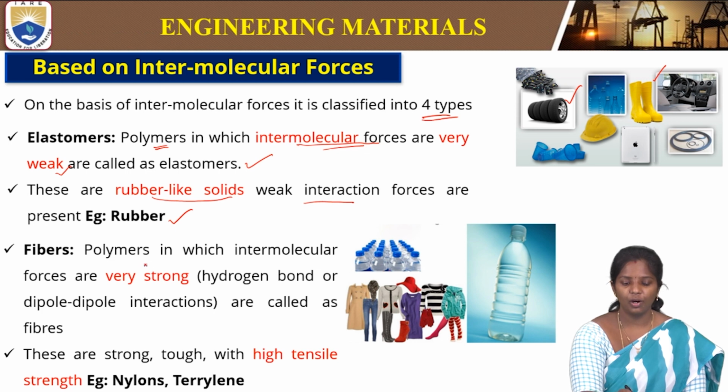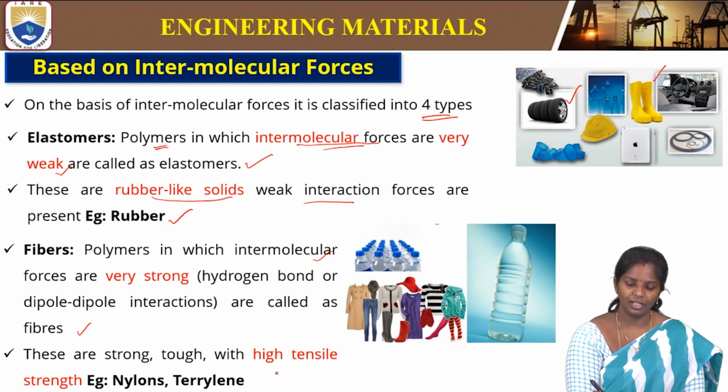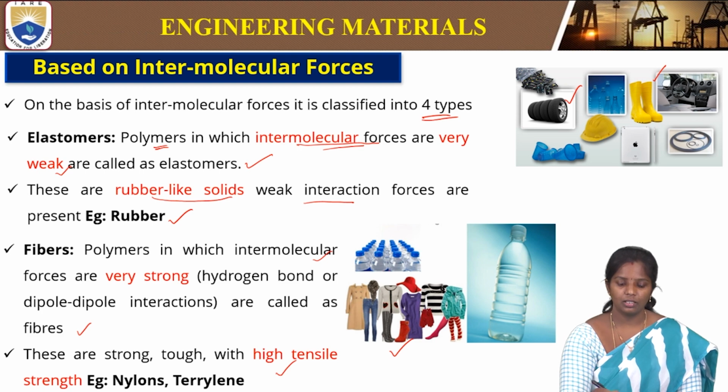Then fibers, polymers in which intermolecular forces are very strong. Hydrogen bonds or dipole-dipole interactions are called fibers. These are strong, tough, and have high tensile strength. Examples are nylon and terylene. Terylene is used in clothing, and nylon is another best example for fibers.